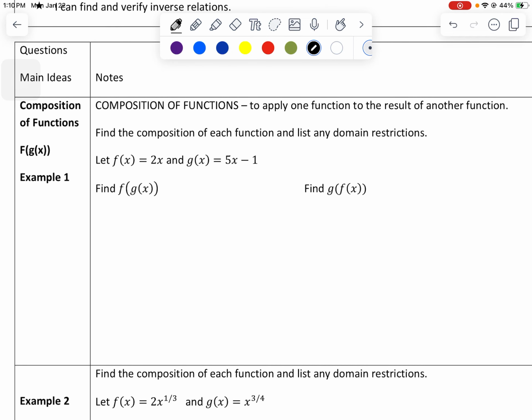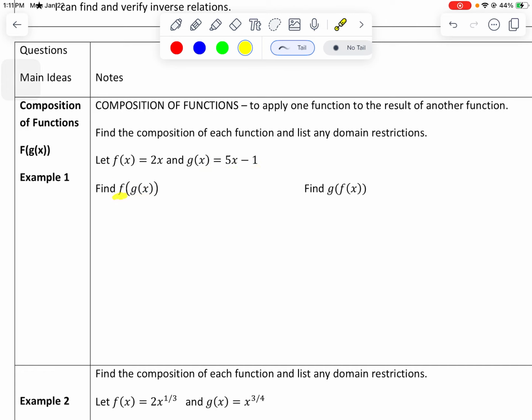So composition of two functions is notated like this, which reads like f composed of g of x. So f is our original function, and we are going to apply g of x to the result of f of x. So if our original function f of x is equal to 2x and g of x is equal to 5x minus 1, I can plug g into f like this.